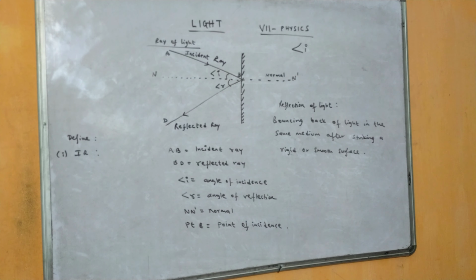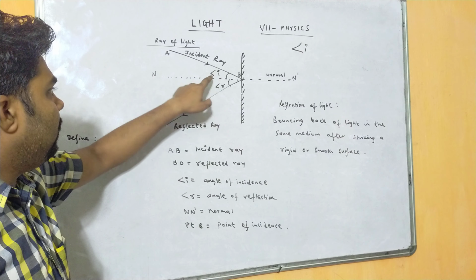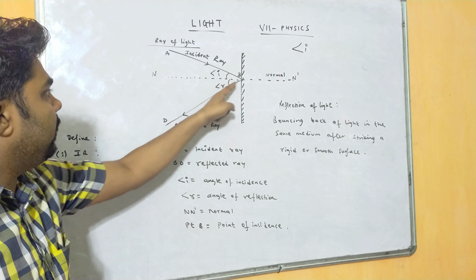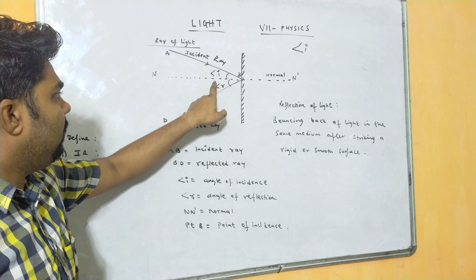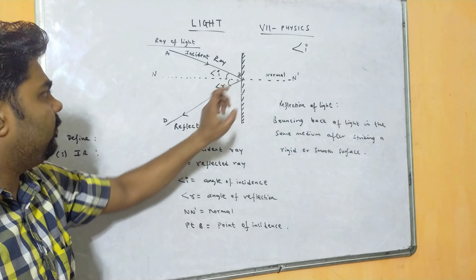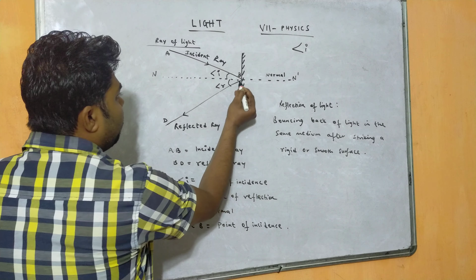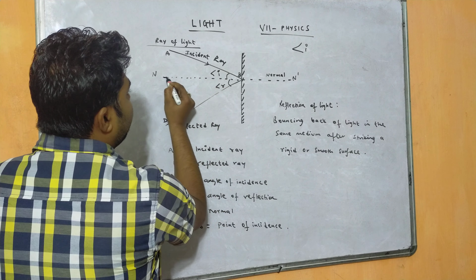So these are the terms you need to write in your exercise book: incident ray, reflected ray, angle of incidence. The angle between the incident ray and the normal is called the angle of incidence, right? Angle of reflection means the angle between the reflected ray and the normal is called the angle of reflection, because this angle is between the reflected ray and the normal, right? So you can make a straight line here, the meaning will be the same. So this is the angle of reflection, and this is the angle of incidence.